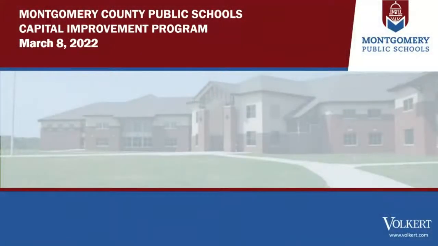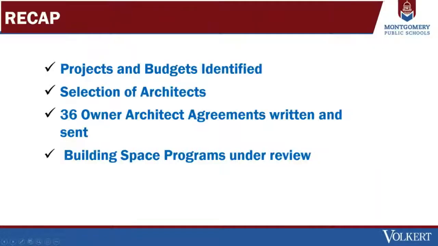On the second slide there, we've got a little bit of a recap of what's been happening over the past couple of months, where their projects and their budgets have been identified. The architect selection has been completed. We started writing the architects' agreements and sent them out. We sent 36 out over the past couple of weeks. And we've been working on the building space programs for the new facilities.